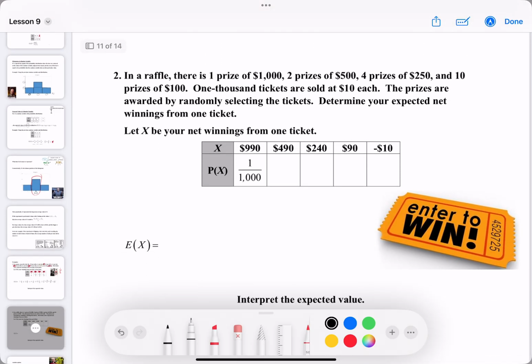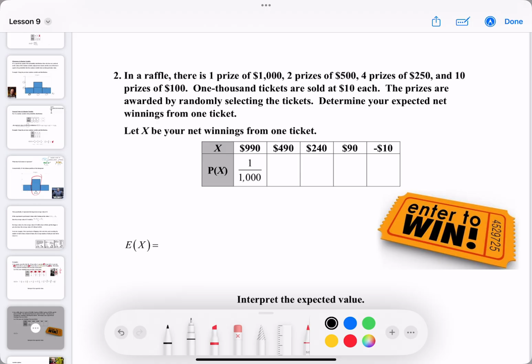Let's see the second example. In a raffle, there is one prize of $1,000, 2 prizes of $500, 4 prizes of $250, and 10 prizes of $100. 1,000 tickets are sold at $10 each. So they are selling raffles. Are they making money? Yes, they must make some money. The prizes are awarded by randomly selecting a ticket. Determine your expected net winnings.